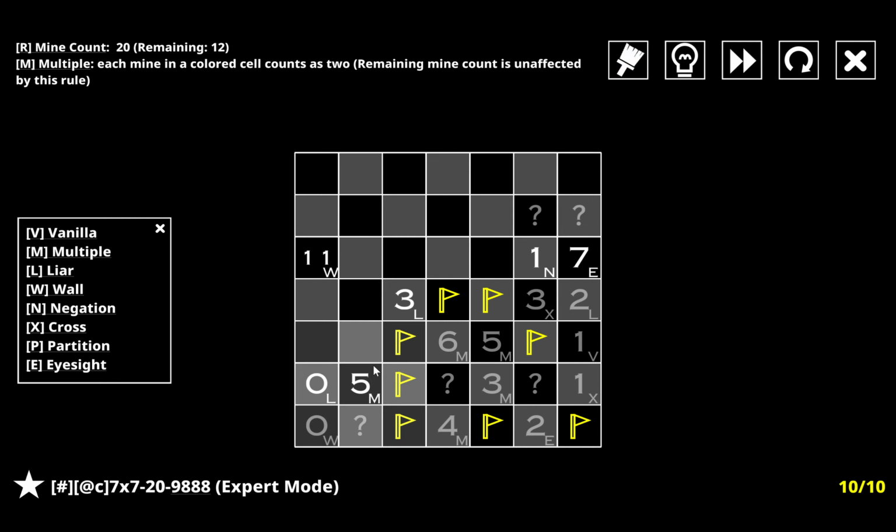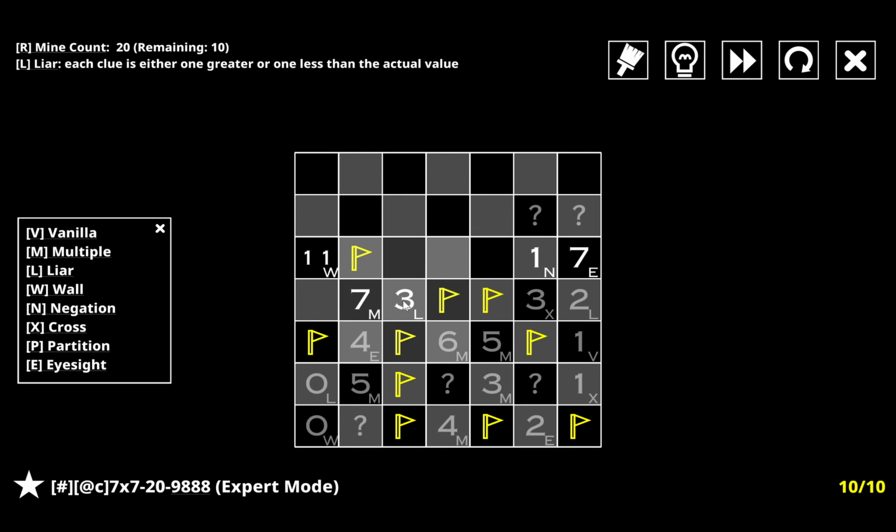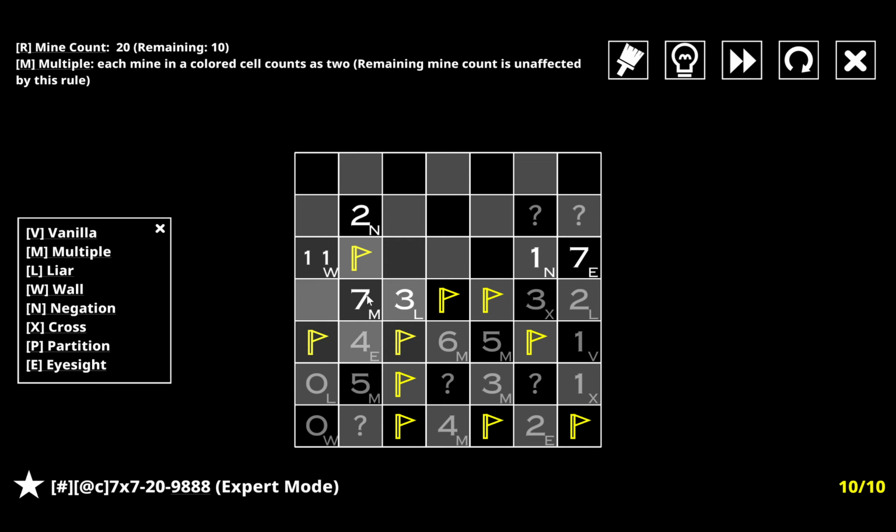Something I just realized I haven't been considering is that this 5 multiple clue is already finished. It already has its 4 mines here, so that means the last one must be over there. There we are. 4 eyesight clue is done. So now we know from this 1-1 wall, this one cannot be a mine. And this 7 multiple is also just finished. There's only 7 mines around it. That finishes off this 1-1 wall.